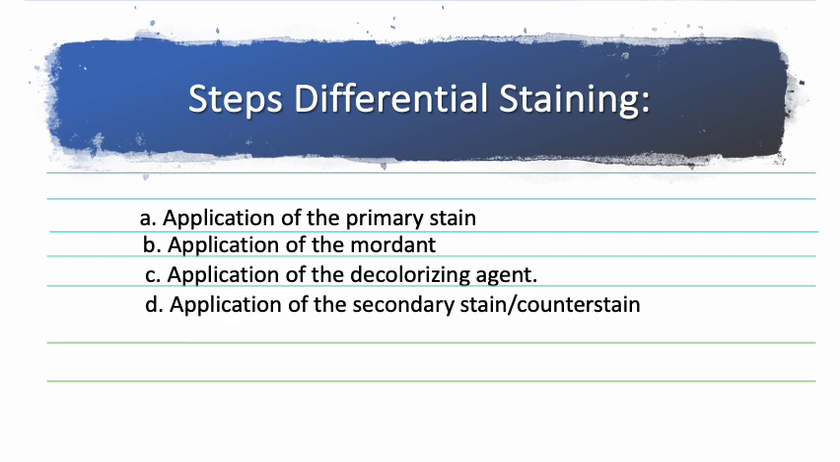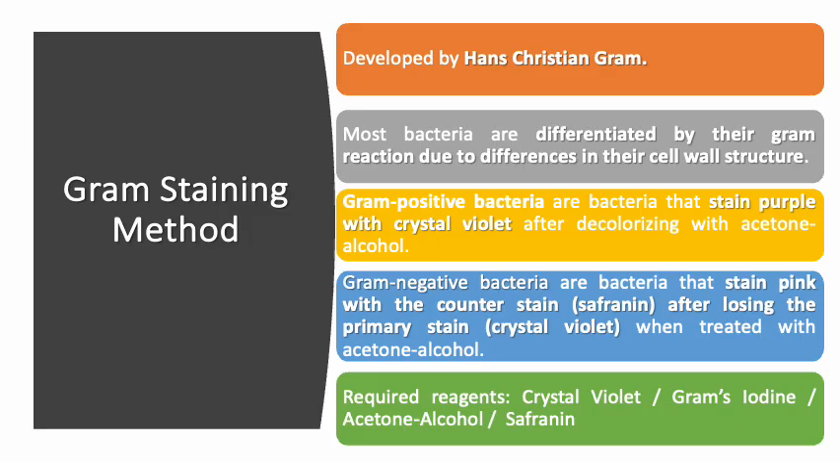Now, the last part is the application of the secondary stain or the counterstain. This will stain other groups of bacteria, allowing you, on the result, to differentiate the two groups of bacteria based on the differentiation of their color result. Now, to get an overview of the commonly used staining methods and other special stains, we will start by discussing them one by one.